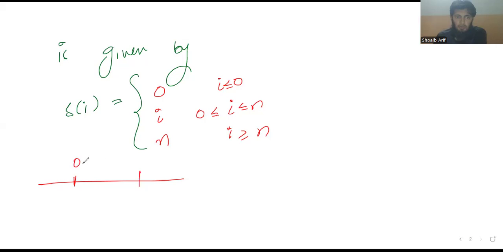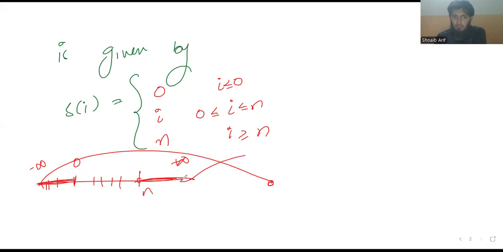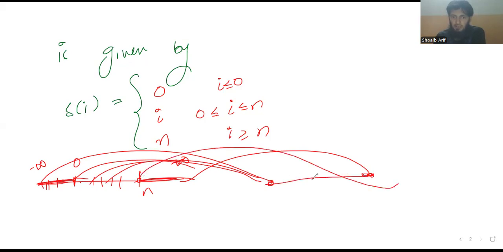interval, minus infinity to positive infinity, and the graph interval 0, 1, 2, 3 up to n. So this shrinking map sends all this part to 0 and all this part to n. And this part stays the same, meaning 0 maps to 0, 1 maps to 1, 2 maps to 2 and so on, n maps to n. So this is the shrinking map, this type of shrinking map.